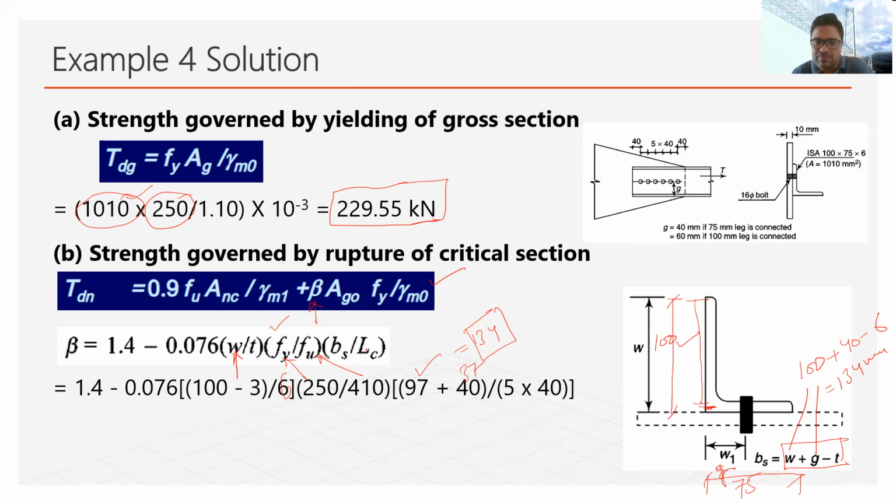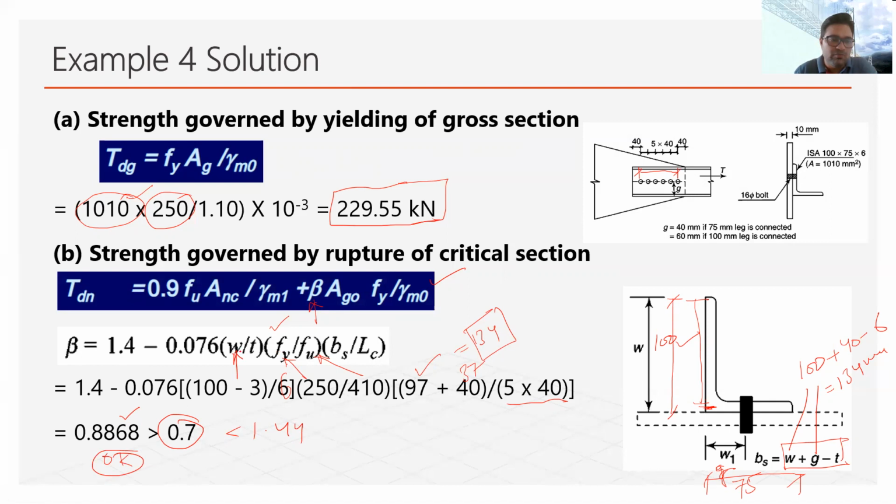Similarly, the length of LC will be this length, center to center. So this is 5 into 4. So putting all the values, we get the value of beta, and you can see the beta value here decreased. In the previous case, it was around 1.03. It is 0.88 in this case, but still it is more than 0.7 and less than 1.44, which is okay.